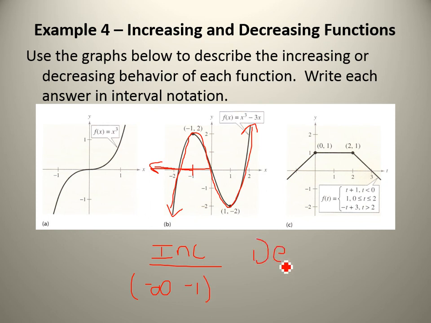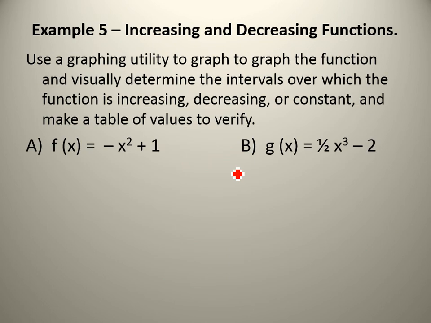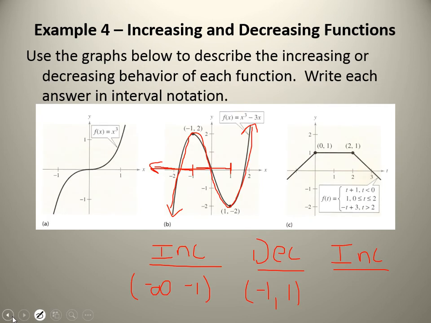Then the graph starts to decrease. And as I continue to go from left to right, the decrease will stop right about here, which is at +1. So this graph is decreasing from -1 to +1. And then the graph begins to increase again at +1, and it continues to increase all the way to +infinity. So we would say here that the graph then begins to increase again from 1 to +infinity. So that's just some different things with increasing there.